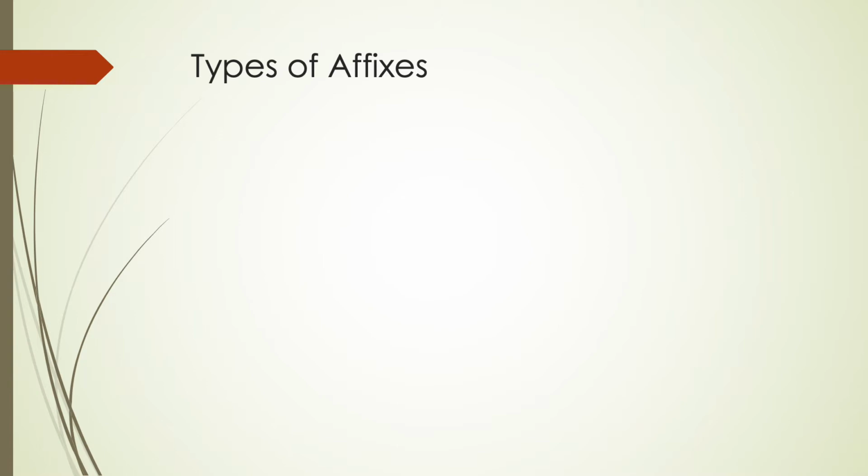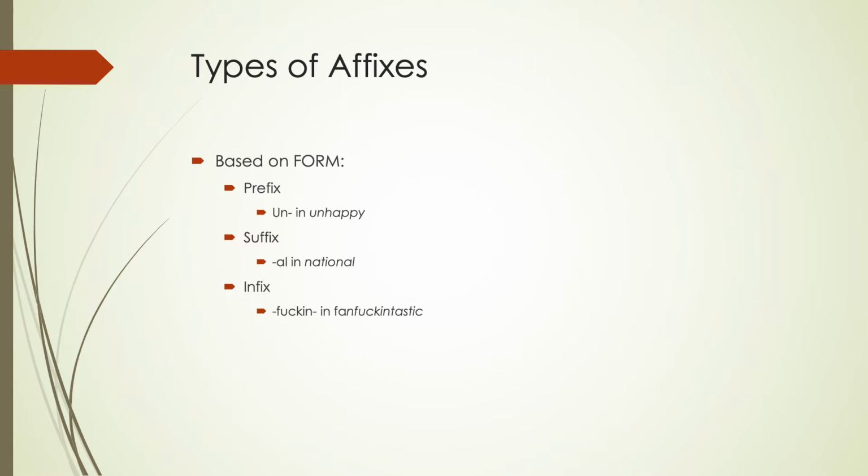So one of them is just based on the form that they take. What do they look like? So based on form, we have four different kinds of affixes. We can have a prefix, something that happens before a root. So the un in unhappy would be one of those examples. We can have a suffix, something that comes after the root. So the al ending in something like national. We can have an infix. This is not something we really see in English, aside from in occasional slang examples. So something like using swear words in something like fan-fucking-tastic would be an infix because we're putting it directly in the middle of the root itself.